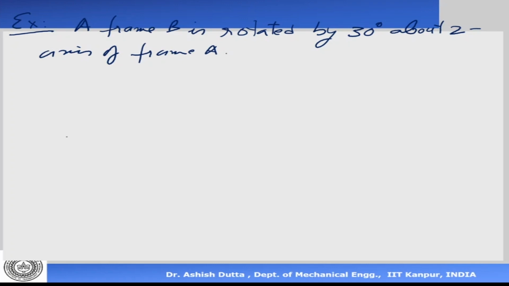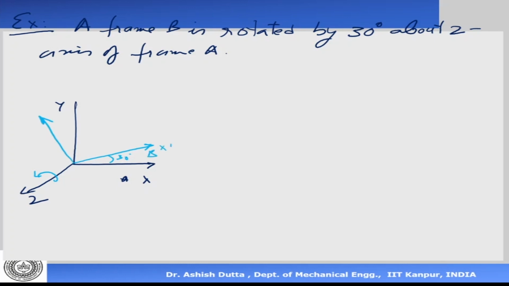So we have a frame, let me draw it and explain. We have X, Y and Z. This is my frame A. We have another frame B which has been rotated by an angle of 30 degrees about the z-axis like this. This is my frame B now. So this is X dash, Y dash. Now we are told that the coordinate of a point P expressed in frame B, BP, is equal to 2, 2, 2.